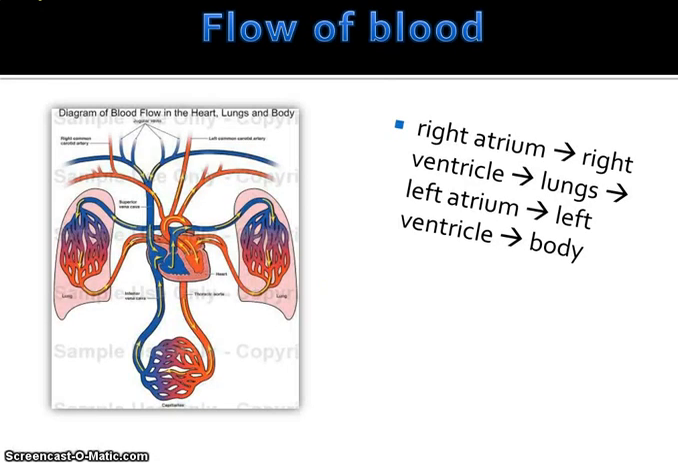Now, the flow of blood through the heart. We learned this when we talked about the animal kingdom, but just to review, we start with the right atrium. It goes into the right ventricle. It will go to the lungs. It will go back into the left atrium, into the left ventricle, and then it will go to the body out through the aorta, and then will branch off.